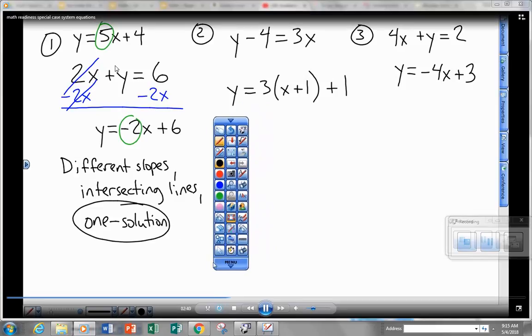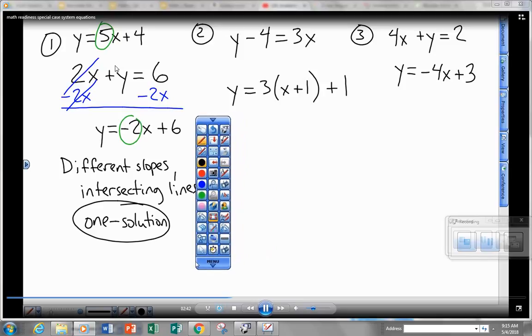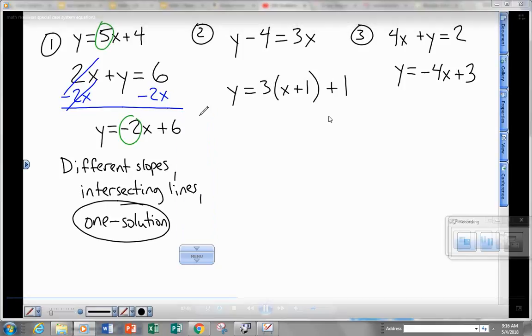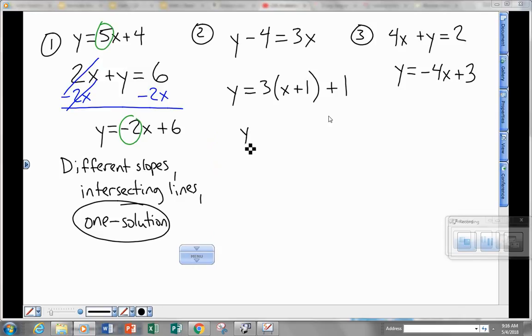Alright, the second problem. I need to solve both of those for y. The first one, I need to get rid of this 4. The second one, I need to distribute and combine like terms. So I get y minus 4 equals 3x. So I'm going to add 4 to both sides to get that y by itself. Don't add 4 and 3x. Those are unlike terms. So add 4, add 4. That gives me y equals 3x plus 4.